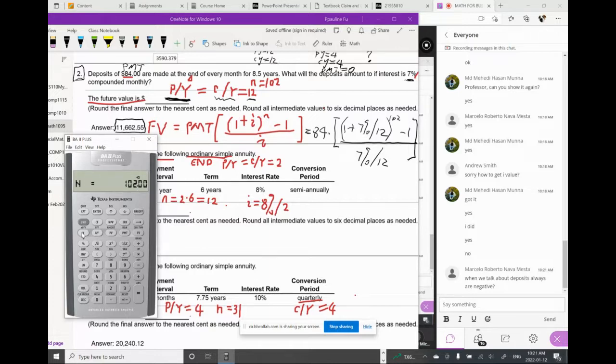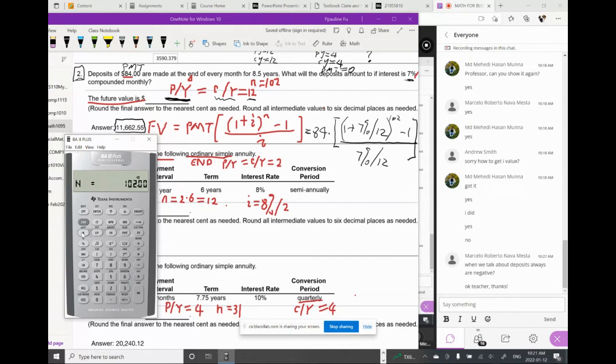Marcelo has a question. When we talk about deposit, are they always negative? Yes. When we talk about deposits, always negative. When we talk about payment, always negative. Just remember PMT, always negative. Thank you, Marcelo, for asking questions. So I entered term N.